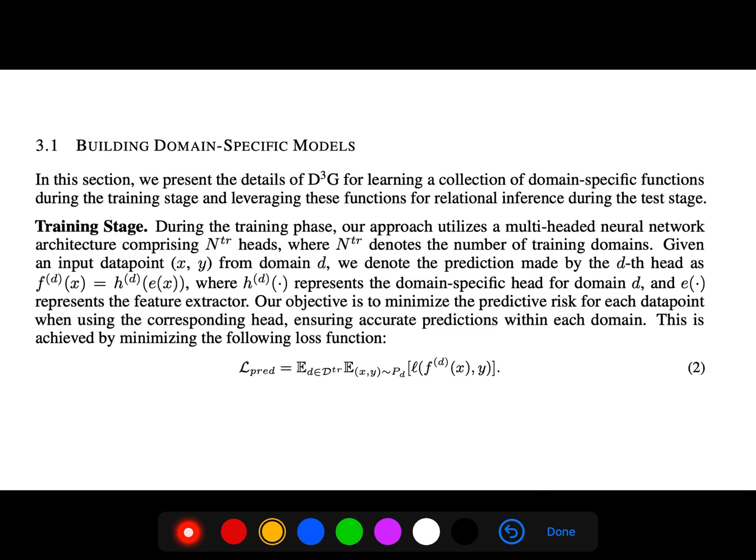So the training stage. During the training, our approach utilizes a multi-headed neural network architecture. We denote the prediction by the d-th head as f_d, and h_d represents the domain-specific head for domain d. e represents the feature extractor. Our objective is to minimize the predictive risk for each data point when using the corresponding head, ensuring accurate predictions within each domain. This is achieved by minimizing the following loss function.